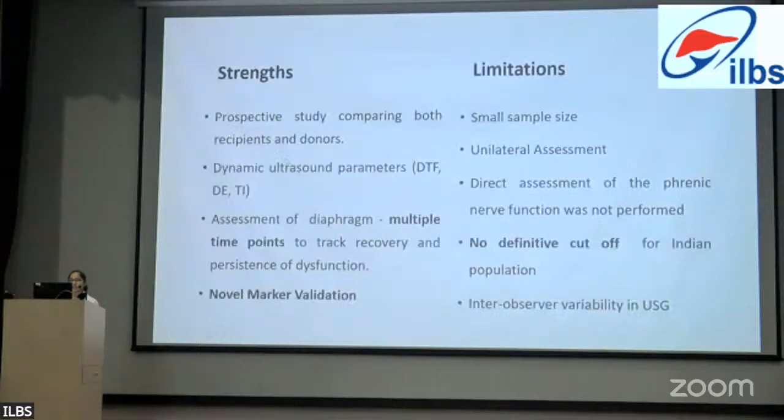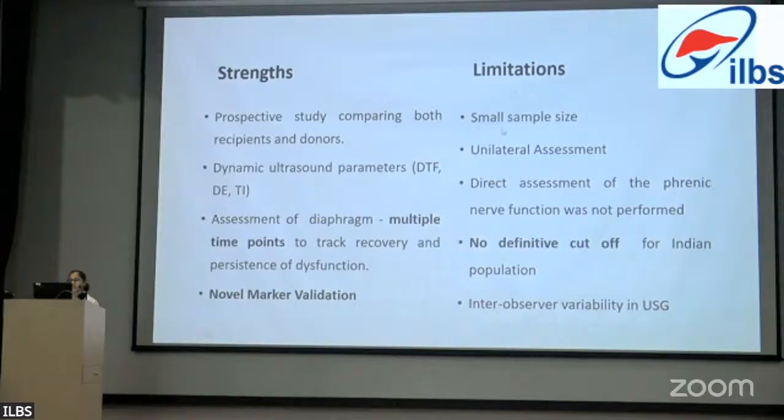So the strengths of the study: it is a prospective study comparing both recipients and donors, and we have used diaphragm dynamic ultrasound parameters rather than purely diaphragm thickness, and we have assessed the diaphragm at multiple points so that it is easy to track recovery and persistence of diaphragm dysfunction. And this is the only study which talks about a novel marker validated for predicting sarcopenia.